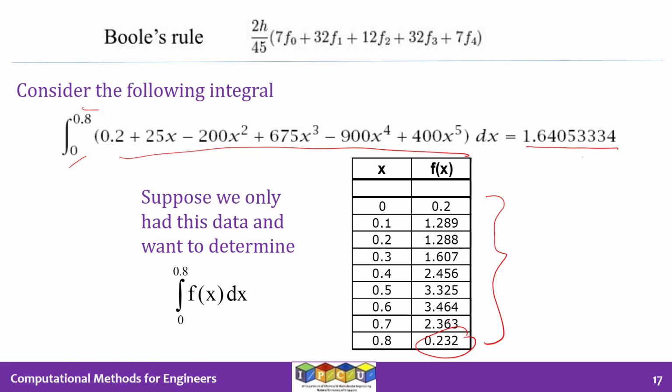So this is the data that is given to us, and using this data we are supposed to find out the value of this integral between 0 to 0.8. The closer we are to this true value, we can say that integration method is accurate for this function.